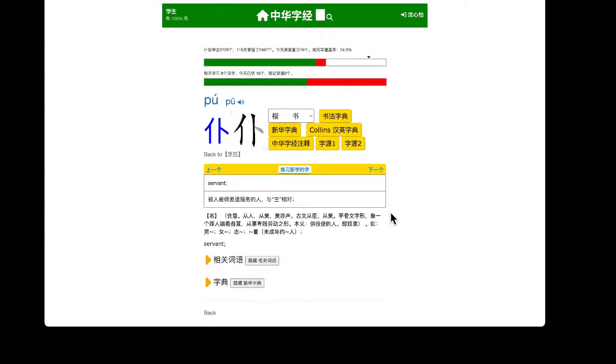仆. Okay, so this character has two pronunciations. The first one is pu. Now 仆 is servant, as opposed to master, 主. 主仆 is the opposite person in a relationship.